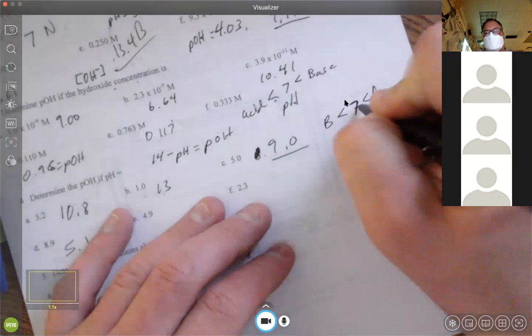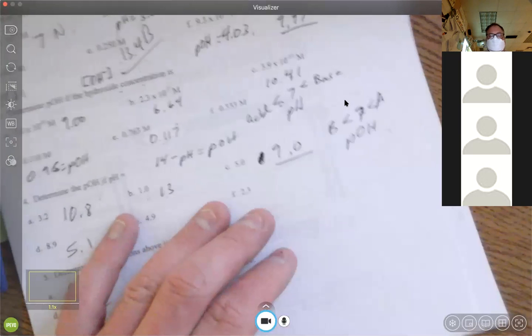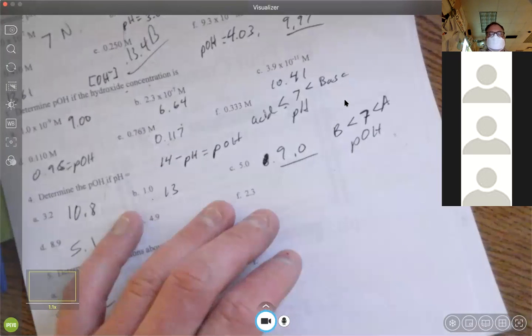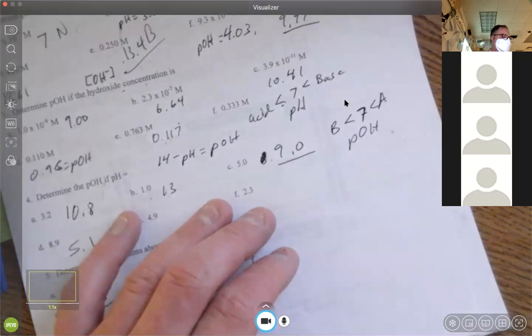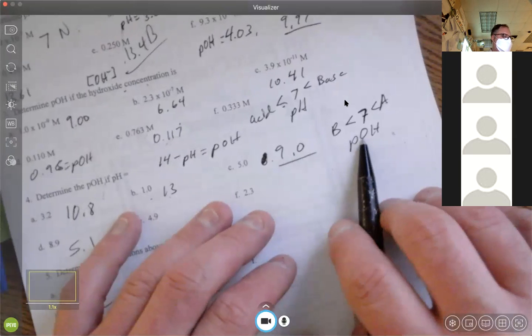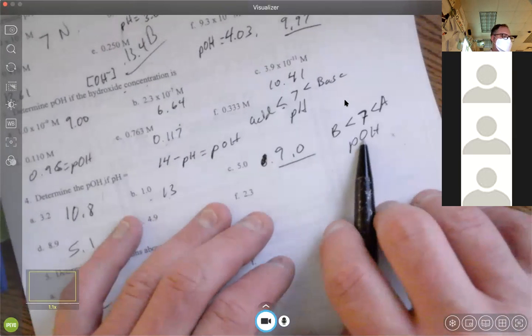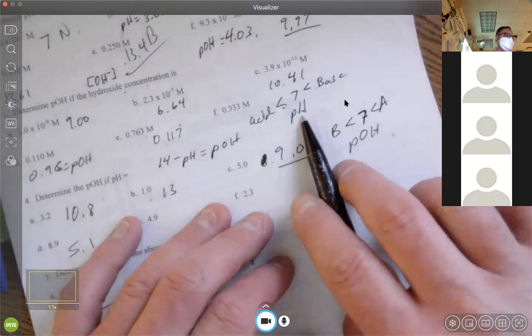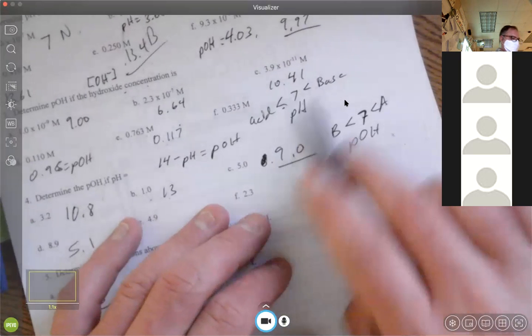That's why I suggest if you're given one and you're not sure, you're sitting there thinking, just go ahead and find the one that you know. If you're given the pOH and you're like, oh, wait, how does that go? It's reverse or opposite or whatever. Don't worry about that. Just find the pH and then go with what you know. We make that our new slogan, go with what you know.